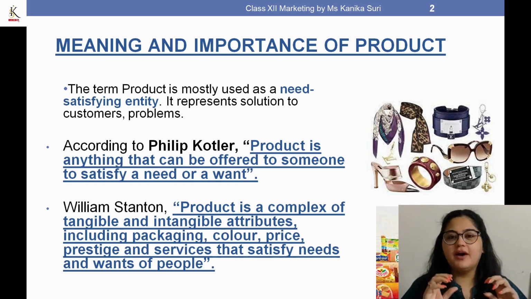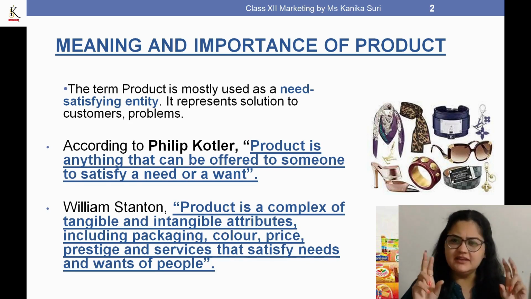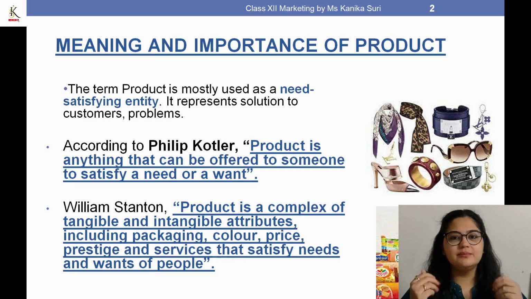Now I have also highlighted this, that what do we understand by need satisfying entity? Need satisfying is something which satisfies my needs, like I have already given you one example. So it represents a solution to the customer's problem. So whatever problem I am facing as a customer, for example, my problem was that I was thirsty, I had to drink something to quench my thirst. So that is my problem, that I am thirsty, and what will be the solution? To purchase a bottle of water and drink it.